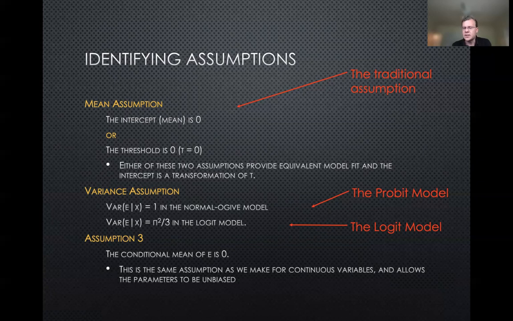What really happens here is that the logit and the probit models, while there are slight differences in the tails of the distributions, come to basically the same results. It doesn't really matter which assumption you make, but we need to make some assumption about what the variance is. The final assumption that we have to make is the residual assumption. Basically, we're saying that the conditional mean of the error term is 0 given the model. This means that there's no bias in our parameter estimates. This is the same assumption that we make for continuous variables, so it's pretty standard.